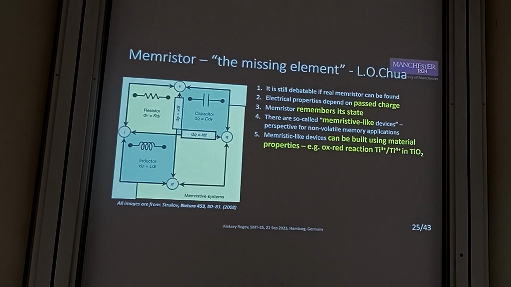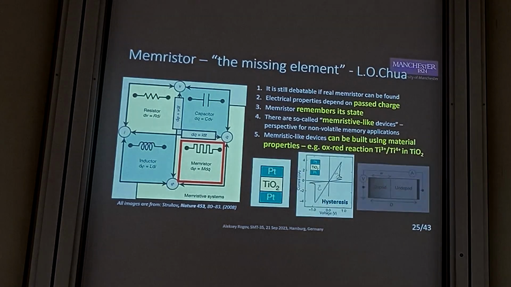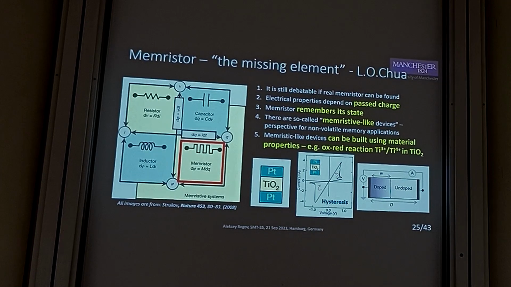This is so-called missing element. The physics of memristor is still debatable, but what's important for us is that there are some sort of memristive-like devices. The main idea of memristor is that they store the information about the past charge. And some devices built, for example, by Strukov from titanium dioxide sandwiched between two platinum electrodes, and he considered this system the following way.